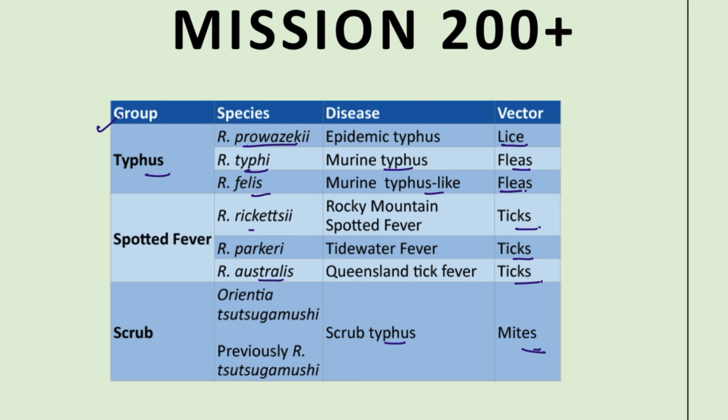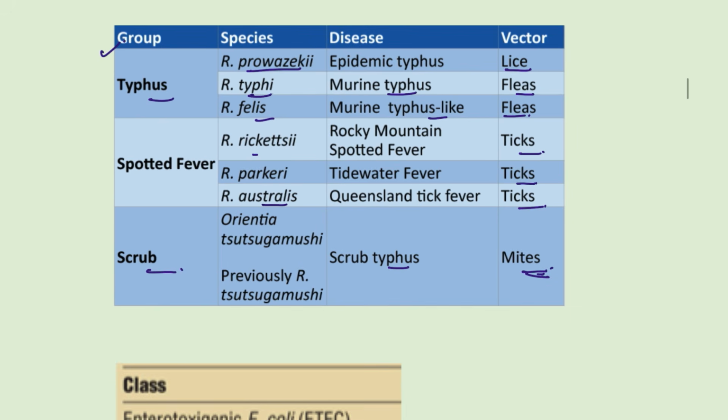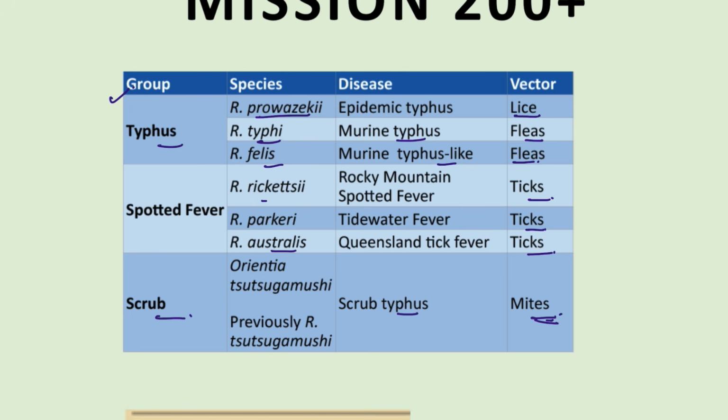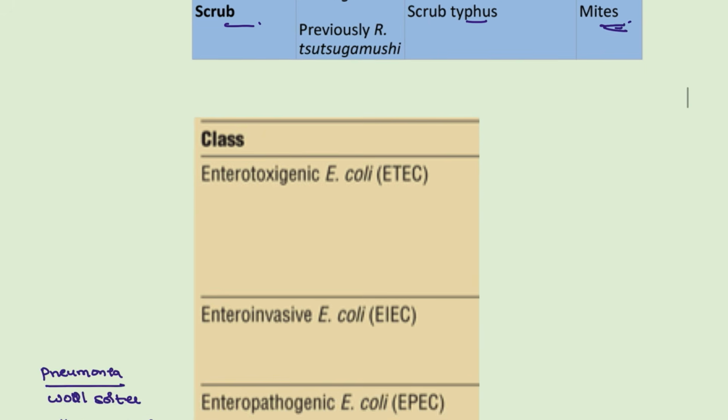This is due to mites, and scrub typhus is also due to mites only. Right? These are the Rickettsia species and their vectors. And next, coming to the E. coli species.